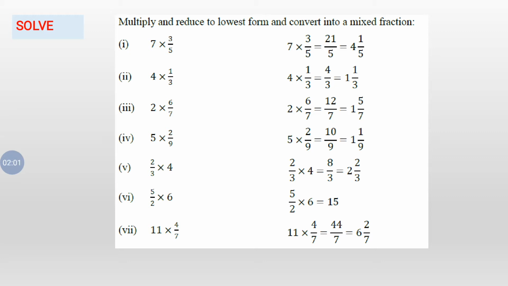The quotient is 4, remainder is 1, divisor is 5. So 4 5s are 20, 20 plus 1 is 21/5. So we get the value 4 1/5.